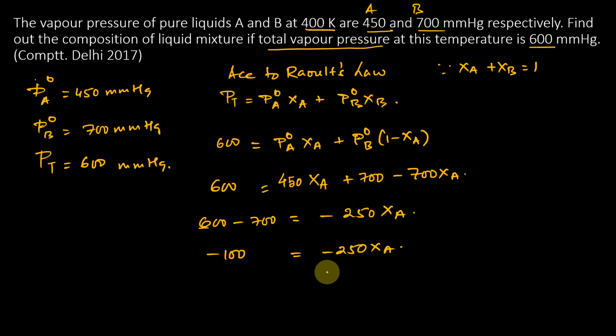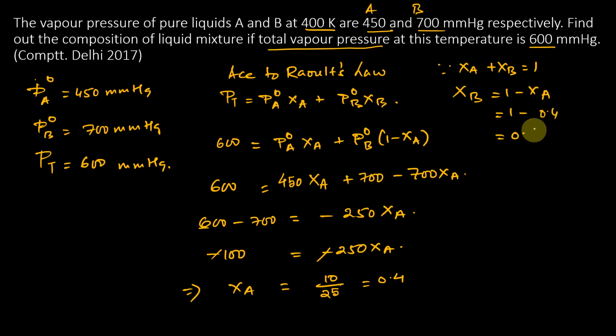So what is the value? Minus 100 by minus 250 XA. XA will be 10 by 25. Okay, so it is going to be 0.4. XA का वैल्यू कितना आ गया? 0.4. Then XB का वैल्यू कितना आएगा? It will be 1 minus XA. It will be 1 minus 0.4, that is 0.6.